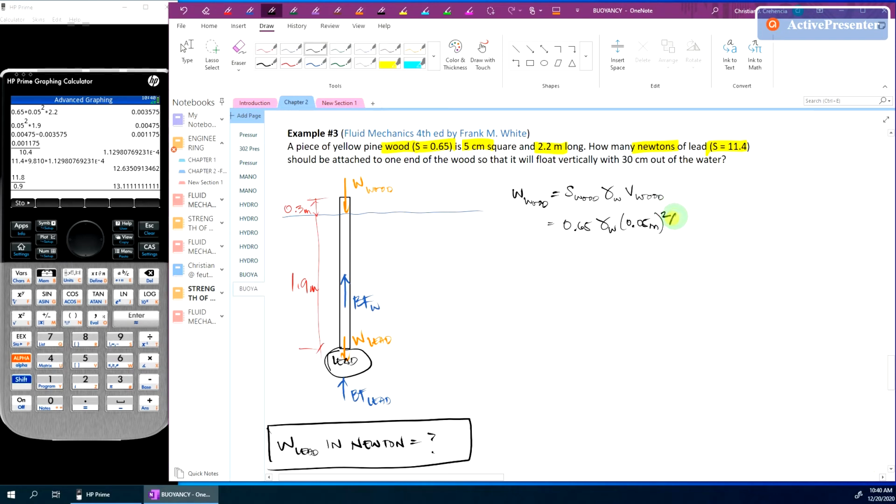Times the length na 2.2 meters. Okay? So, sagutan natin ito mamaya. Then, para naman sa weight ng lead, so specific gravity ng lead na 11.4 multiplied by the unit weight of water, then yung volume ng lead, which is unknown.